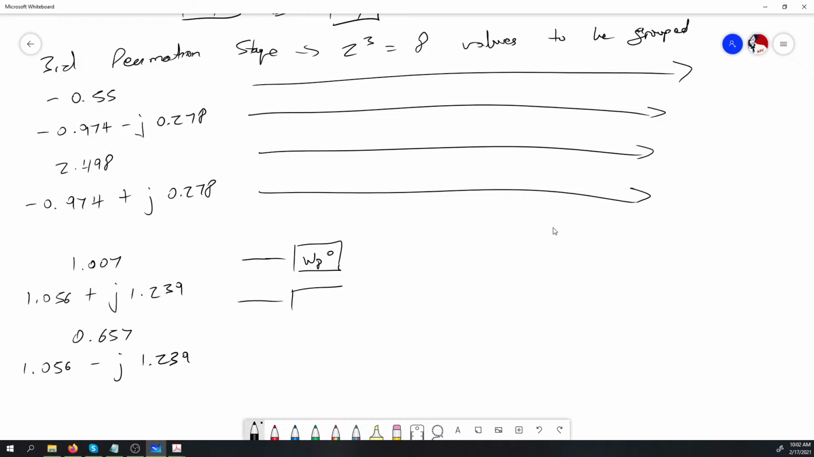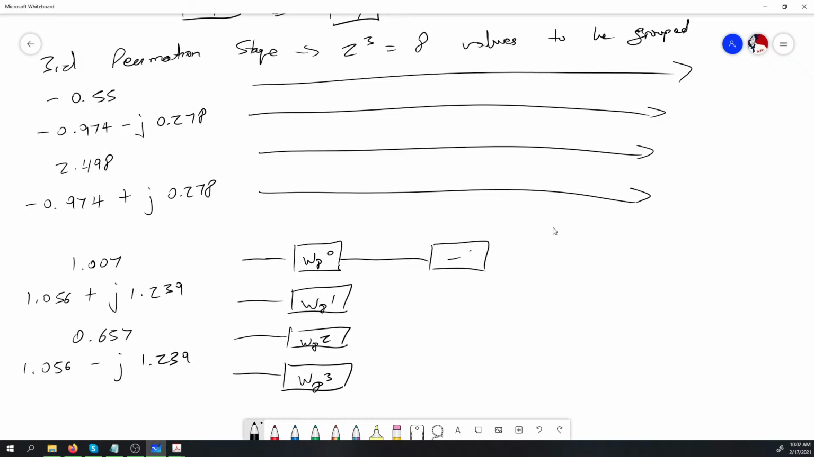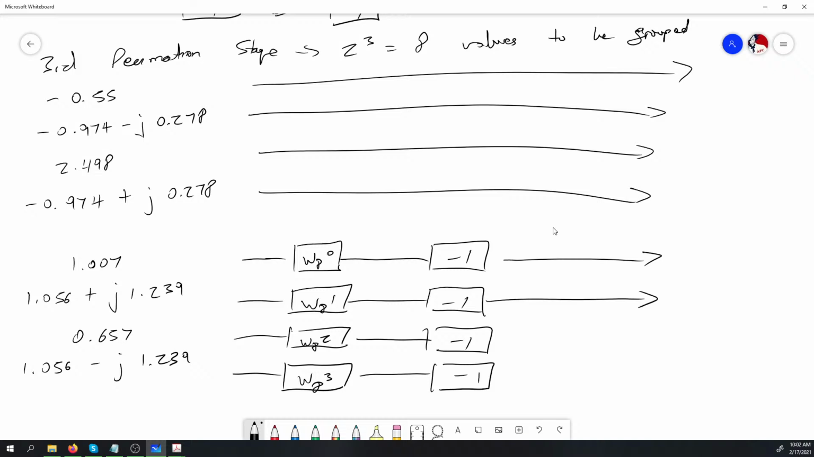This one here is going to be W8 of 1. This one here will be W8 of 2. This one here is going to be W8 of 3. And for each of the twiddle factors, there's going to be an associated -1. Going across points here. And similarly, when we're drawing our butterfly diagram here, we just match back the first terms, the second terms, the third terms, and the fourth terms accordingly.